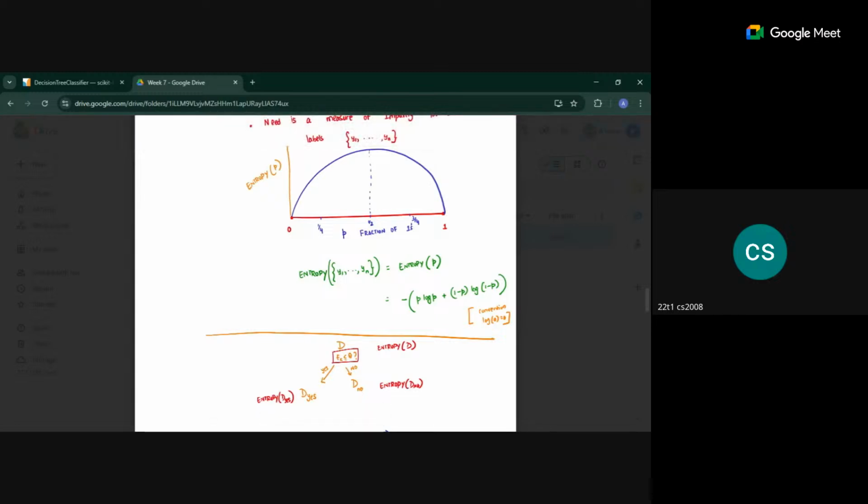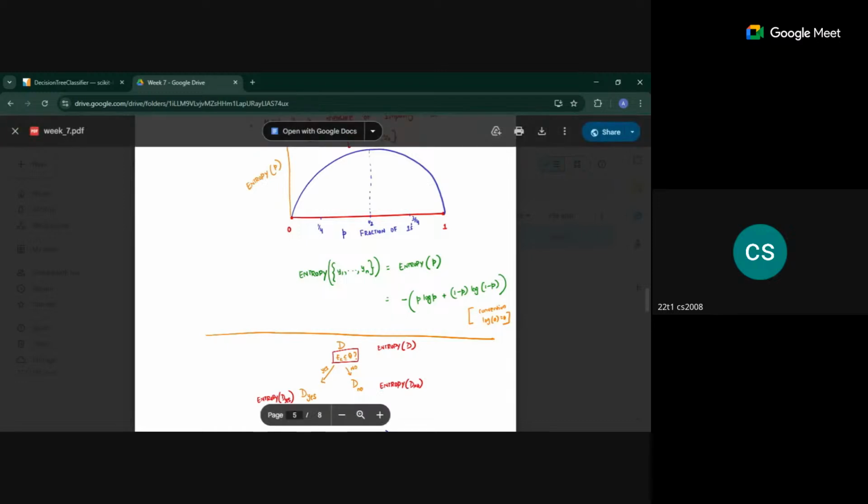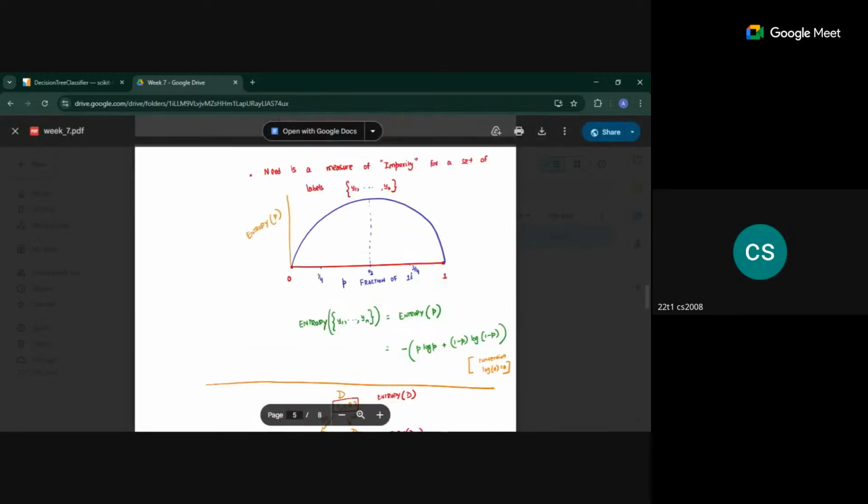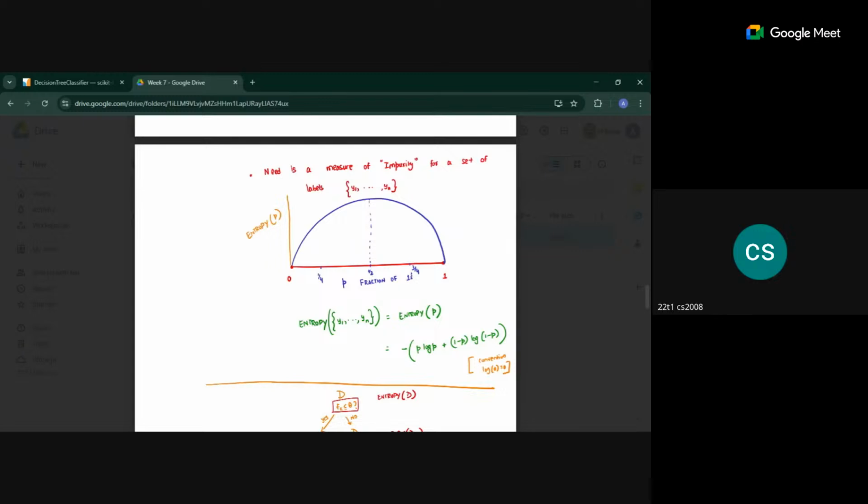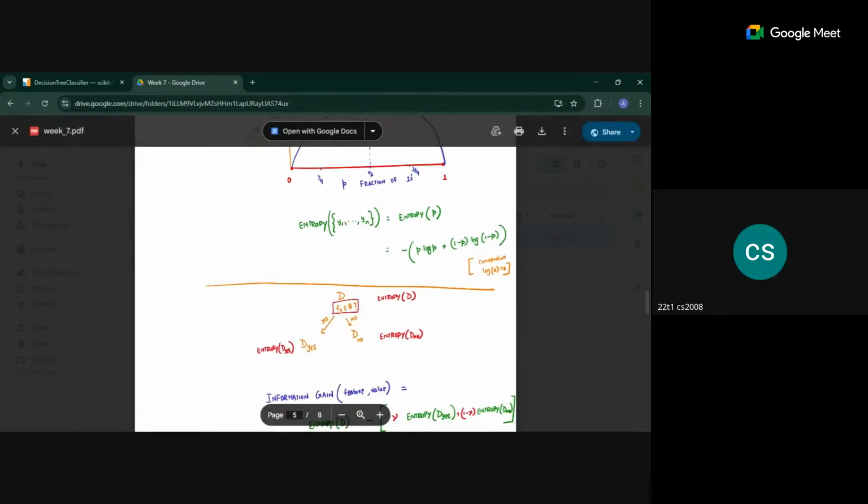Okay. And the formulation for entropy is this one. Basically, the entropy of P is given by minus P log P, that is, the fraction of points belonging to one class times the log of that, plus the remaining points belonging to the other class, right? So it is minus (1 minus P) log (1 minus P). So this is one measure of entropy.